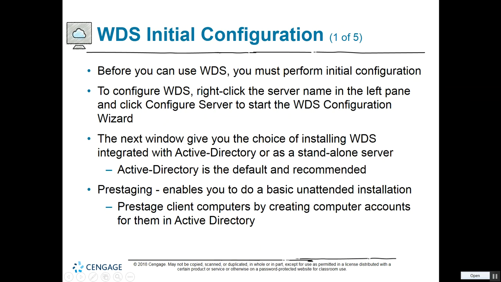Now, before you can use WDS, you have to perform the initial configuration. To configure WDS, right-click your server name in the left pane, and then click Configure Server to start the WDS Configuration Wizard. The next window will give you the choice of installing WDS integrated with Active Directory or as a standalone server. Active Directory is the default, and it's what you should do. Pre-staging enables you to do a basic unattended installation.